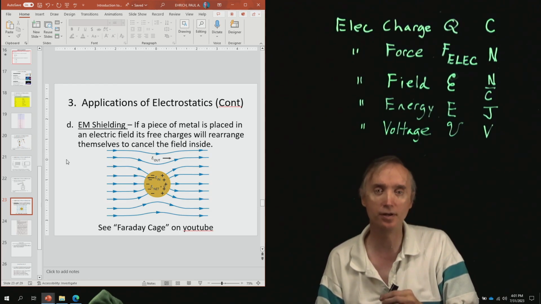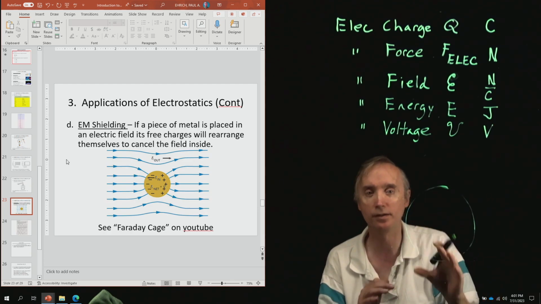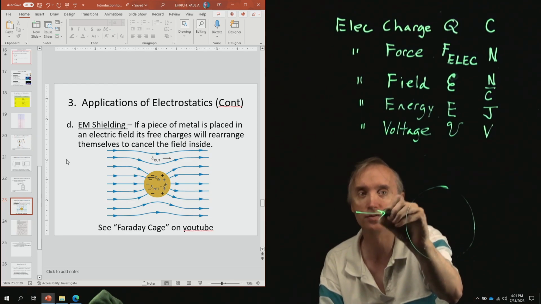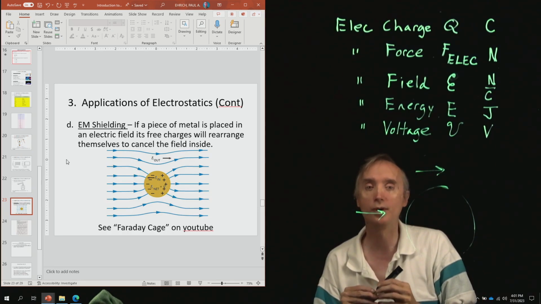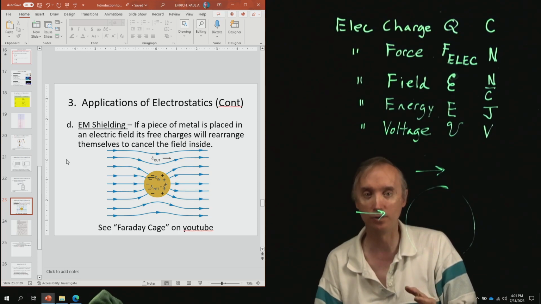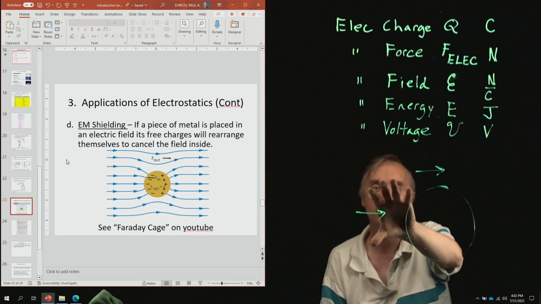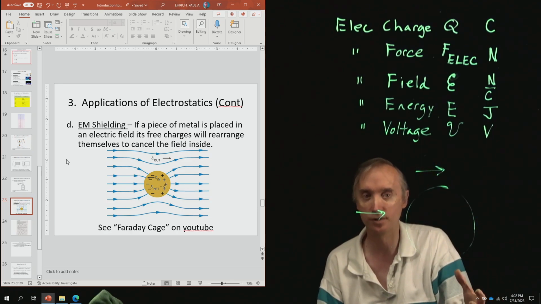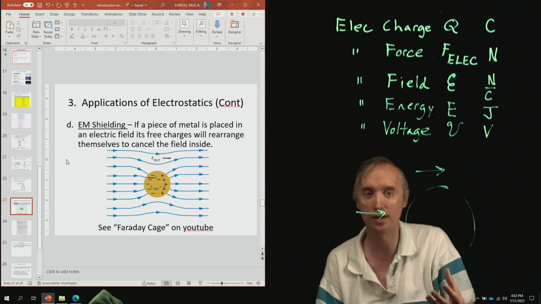In this picture, it shows a metal ball in the middle of an electrical field. The electrical field is going in this direction, and remember that lightning bolts follow the direction of the electric field. That's what a lightning bolt does. So out here you've got a tremendous electrical field, and you've got lightning bolts striking this piece of metal. So the question is, what is going to happen?